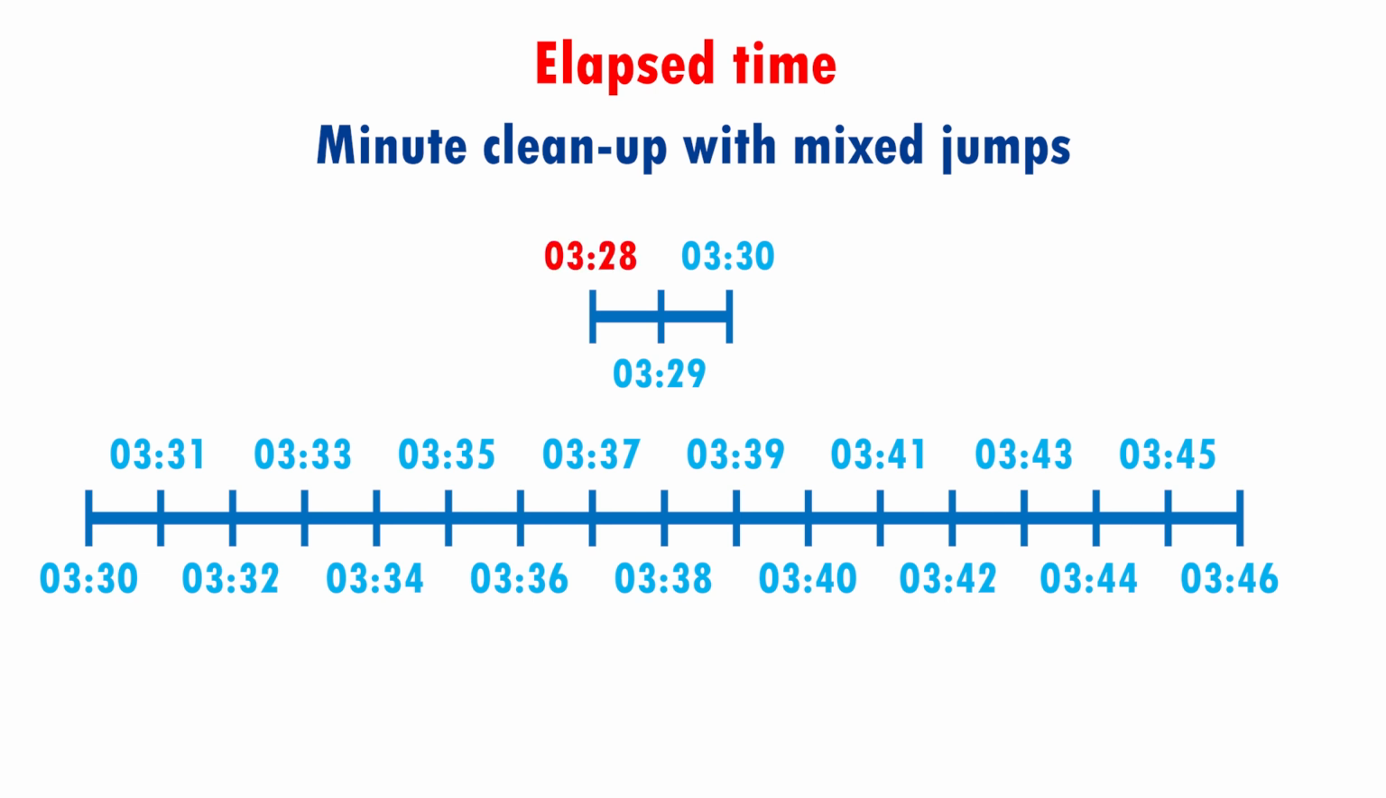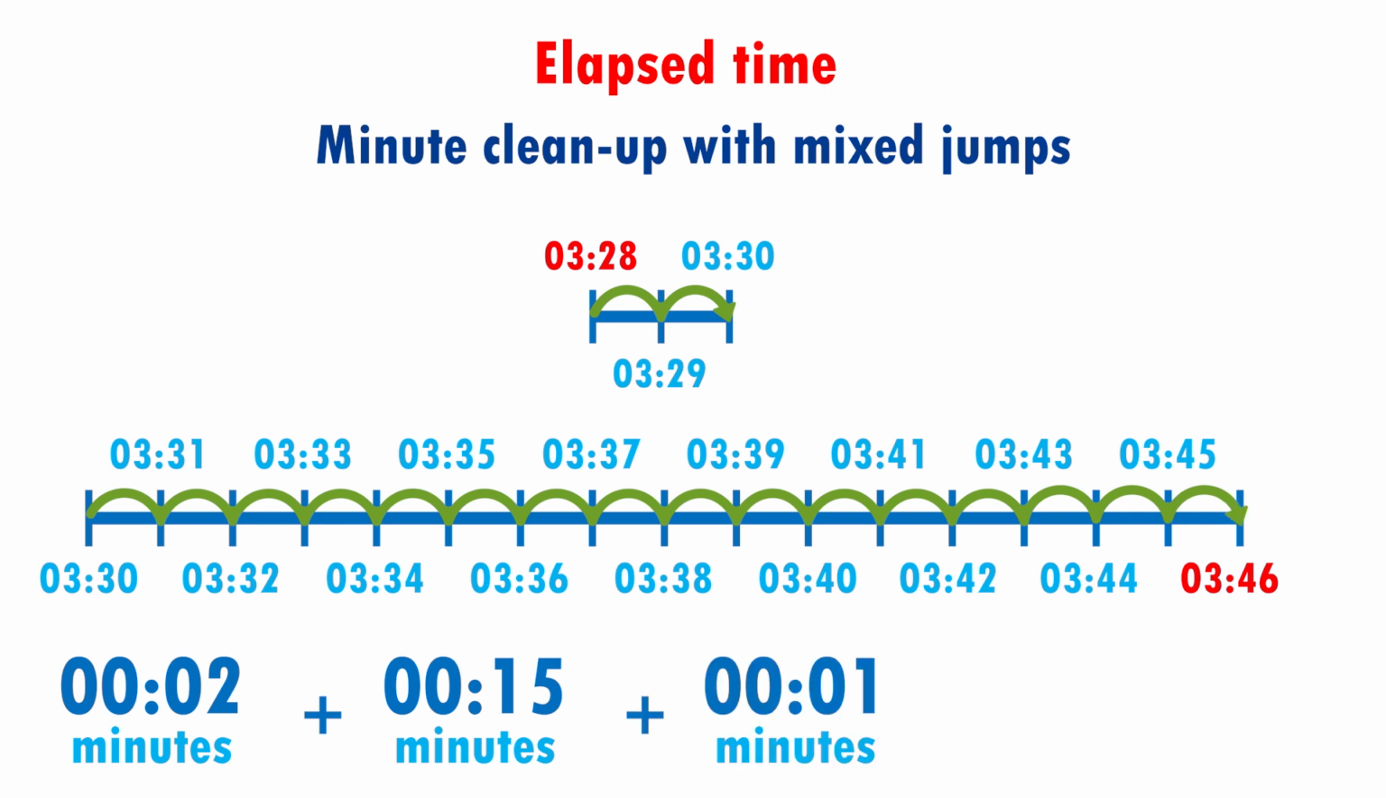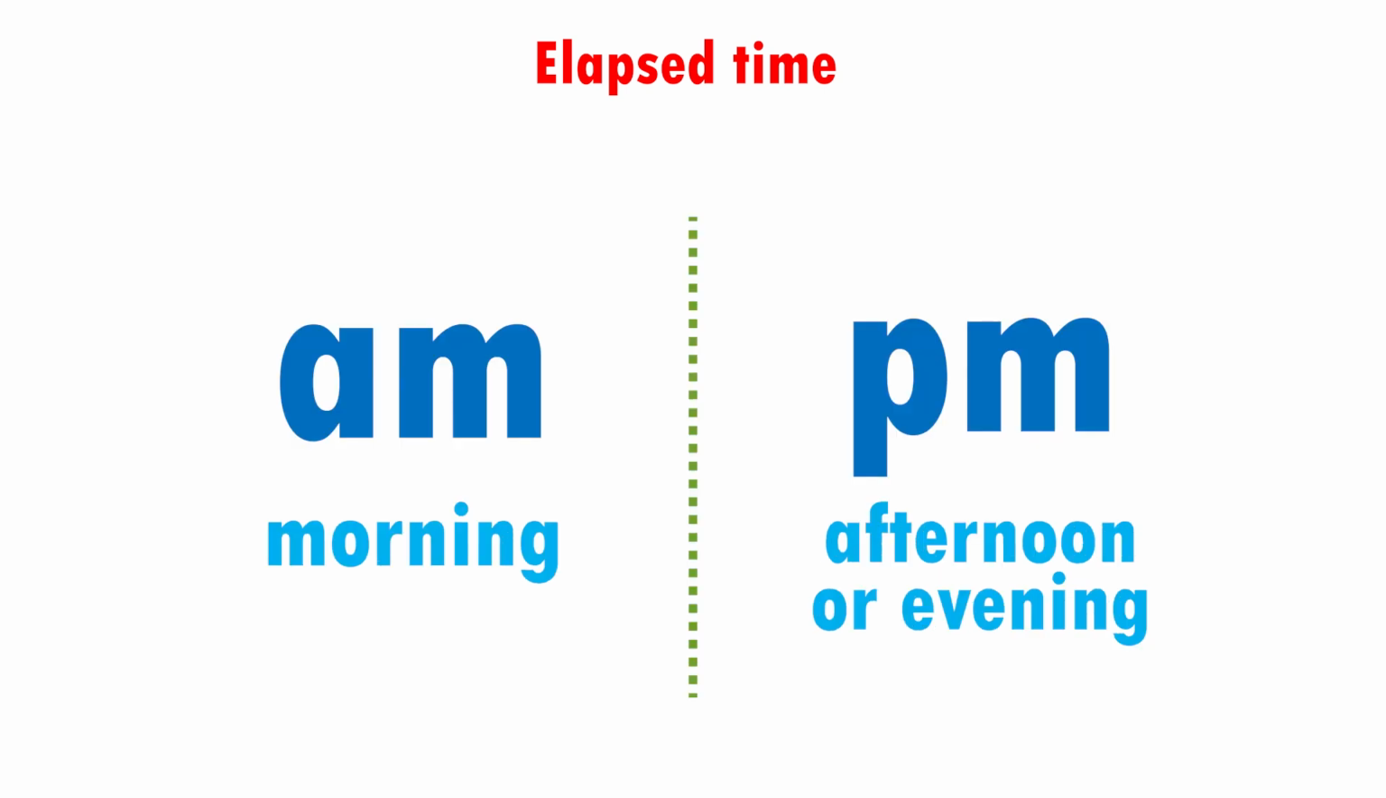Minute cleanup with mixed jumps. Art goes from 3:28 to 3:46. First move 2 minutes to 3:30. Then count by fives to 3:45, which is 15 minutes. Finally add 1 more minute to 3:46. The total elapsed time is 18 minutes. Super easy, right?